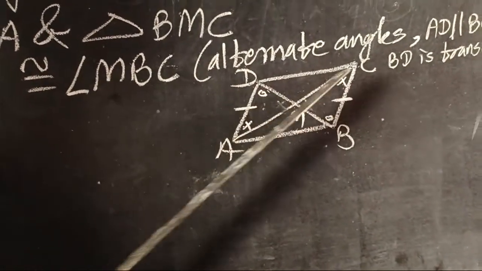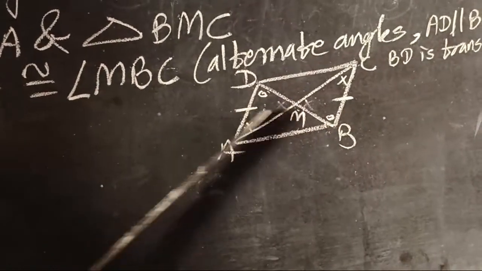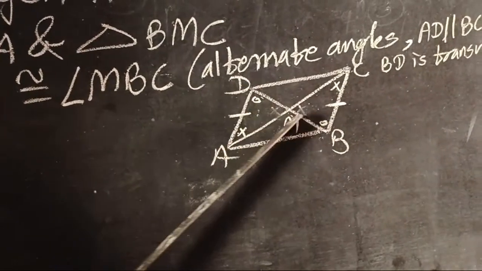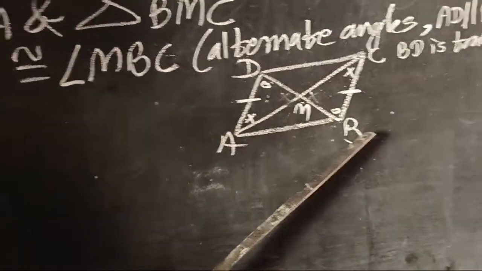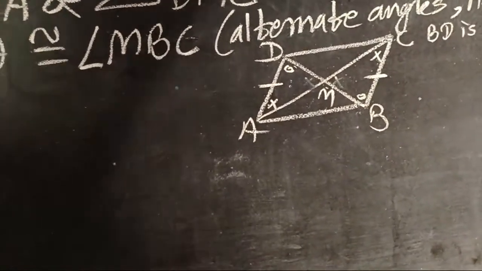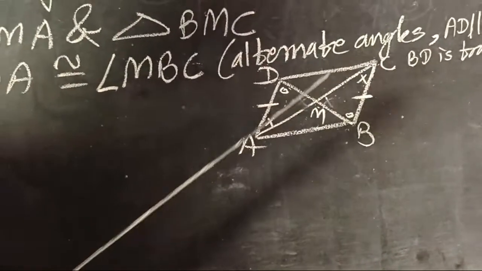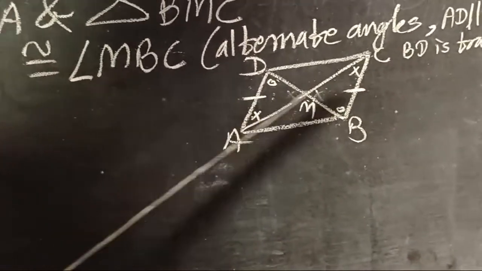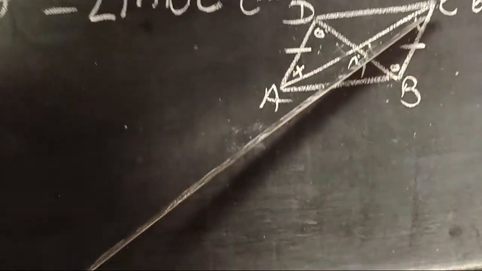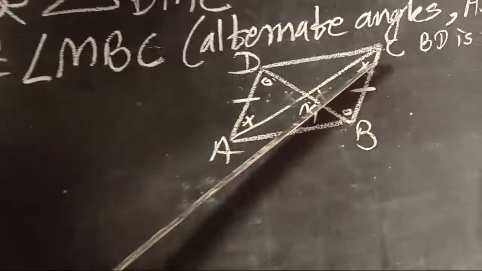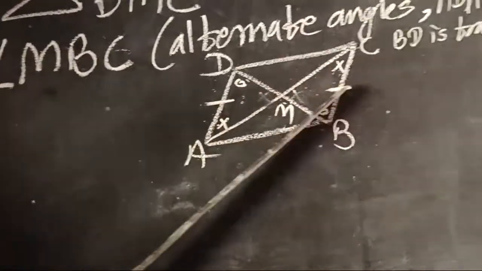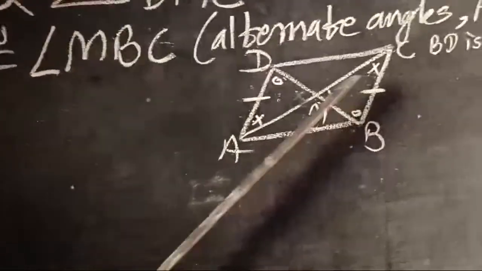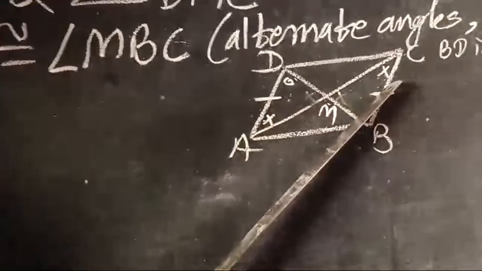AD parallel BC and BD is transversal. Yes, AD parallel BC, but BD as the transversal is wrong. AC is the transversal. This transversal and parallel line make an angle here, and this parallel line and transversal make an angle here. Is it correct? Why are these lines parallel? Quadrilateral ABCD is a parallelogram. Yes, opposite sides are parallel by definition.